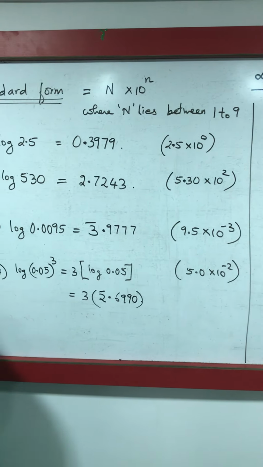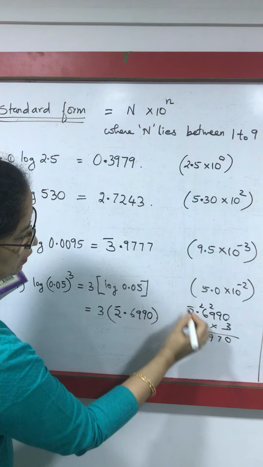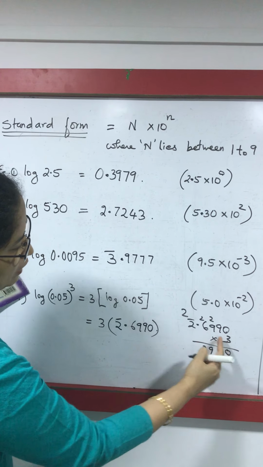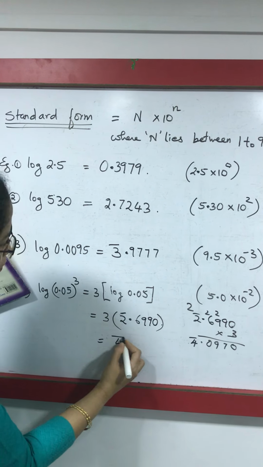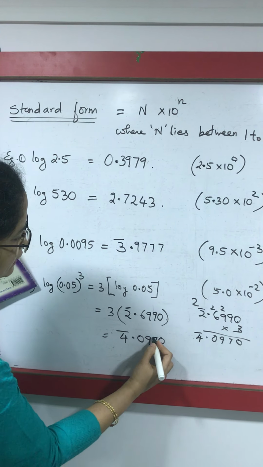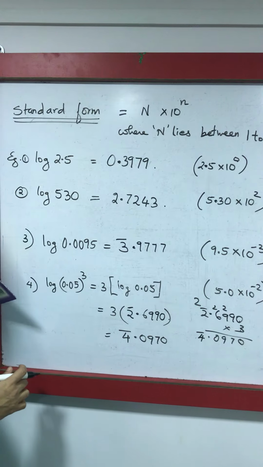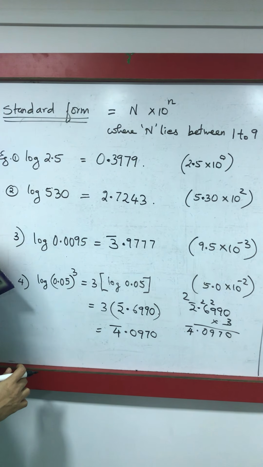Now this is to be multiplied by 3. So this becomes our normal regular multiplication. So 3 into 0, 3 9 times. Then when we multiply 3 into bar 2, it becomes bar 6. Bar 6 plus 2 will become bar 4. And decimal point after 4 digits. So that will be bar 4.0970. This is how you will calculate and write the values.